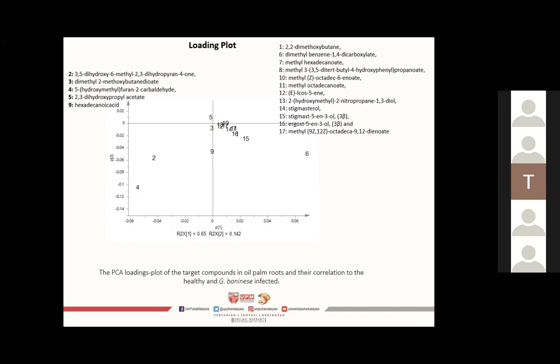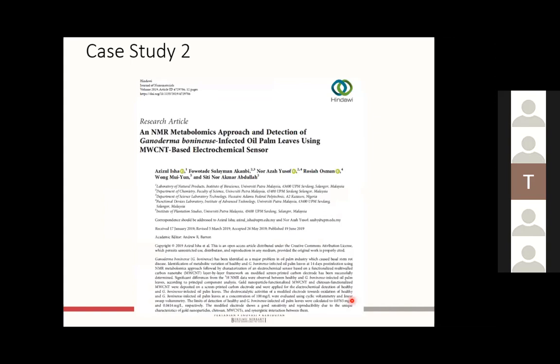The research showed that the GC-MS chromatograms of non-infected and G. boninense infected roots exhibit differences, which were discriminated and clustered into groups to motivate data analysis by PCA. Case study 2. Now we go to case study number 2. This work describes the differentiation of non-infected and G. boninense infected leaf using NMR-based metabolomics and PCA.